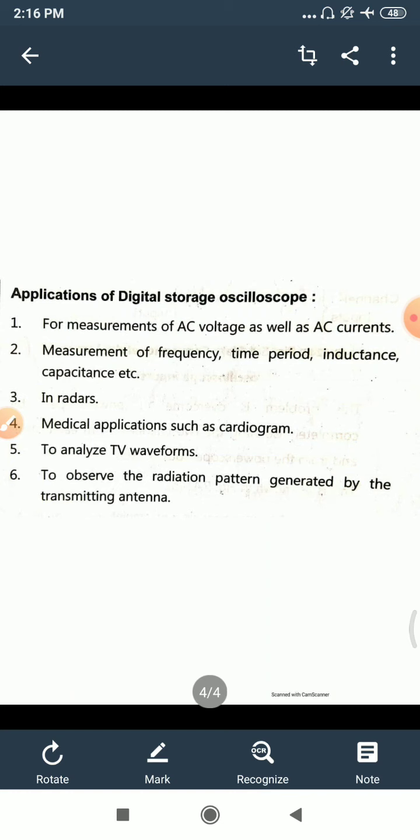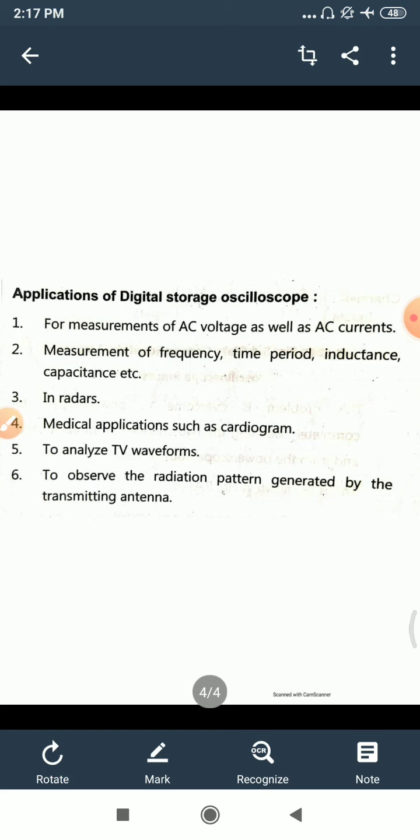Next are the applications of digital storage oscilloscopes. Depending upon its applicability, the DSO has a very large number of applications. The first application is for measurement of AC voltage as well as AC currents. Again, same as the CRO, for analysis of AC signals such as AC voltages and AC currents, we can use the DSO. Second one, measurement of frequency, time period, inductance and capacitance. These parameters we can also measure by using a DSO.